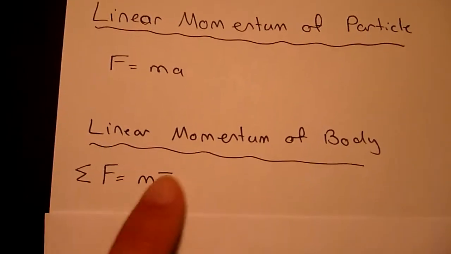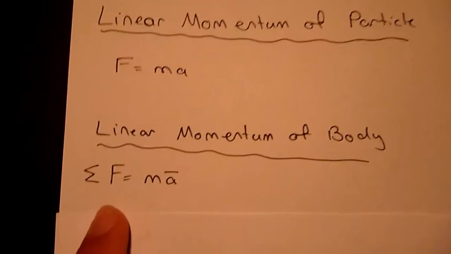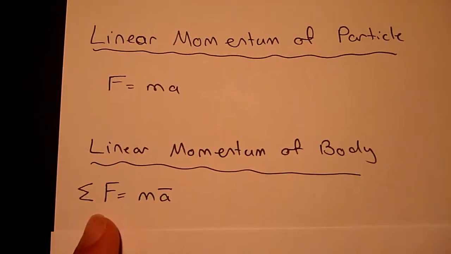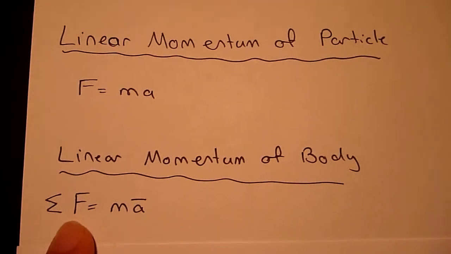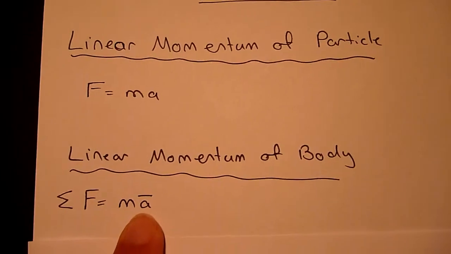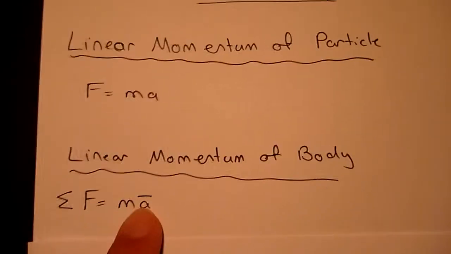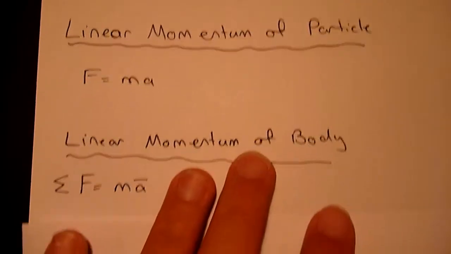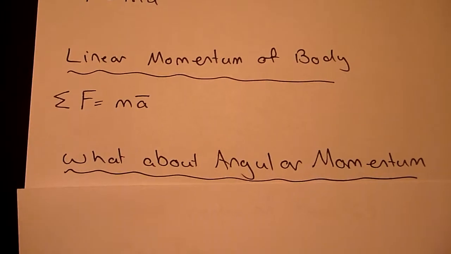When considering the linear momentum of a body, or a particle with several forces acting on it, we must change F equals ma into the resultant force, F, and the acceleration of the centre of mass, A. The over bar on the A denotes that this refers to the centre of mass. What about angular momentum?